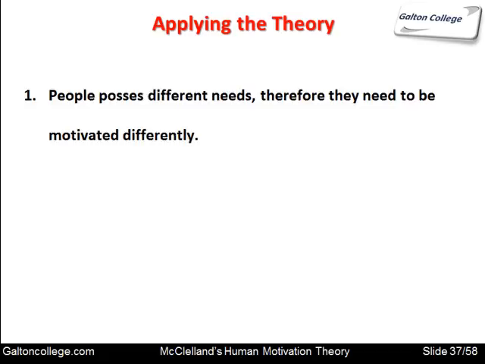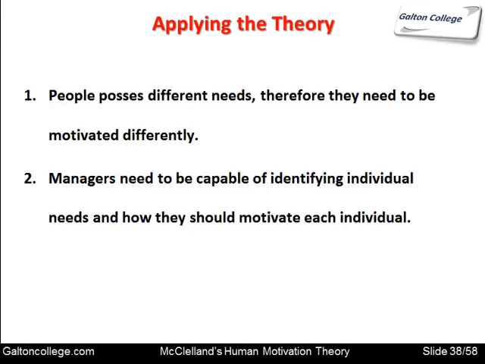Now, applying the theory, people possess different needs, therefore they need to be motivated differently. Well, we've seen three different types of need, so people need to be motivated differently according to their needs. So it's important to recognize which needs are dominant in people and try to fulfill those needs. Managers need to be capable of identifying individual needs and how they should motivate each individual.